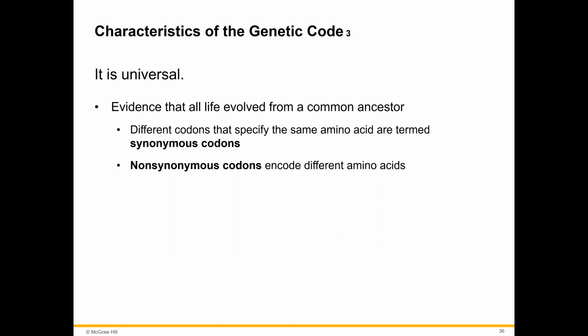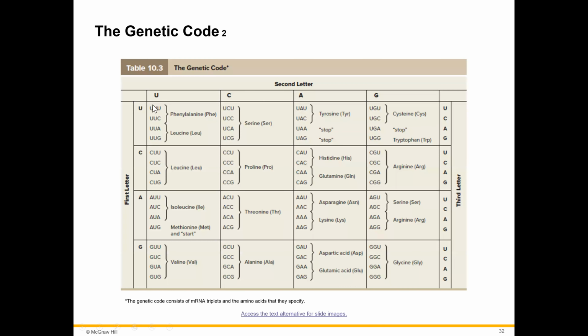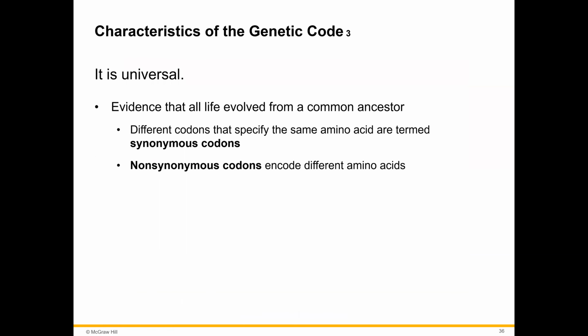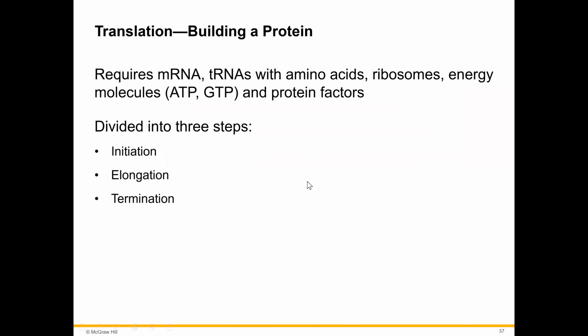What it means, if you look over here, is that we have UUU, UUC, UUA, and UUG, or I'm sorry, there are two different amino acids. Look over here, CUU, CUC, CUA, CUG all code for the same amino acid, leucine, so those are synonymous codons. And CUG and CCG are not synonymous because they code for different amino acids.